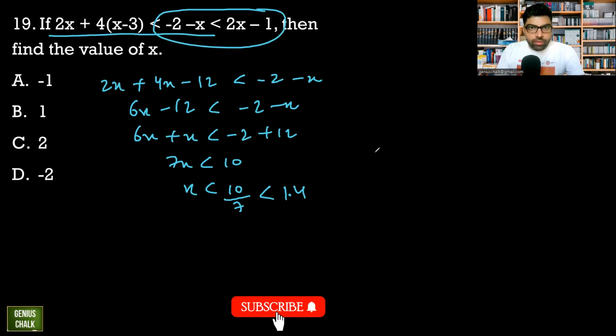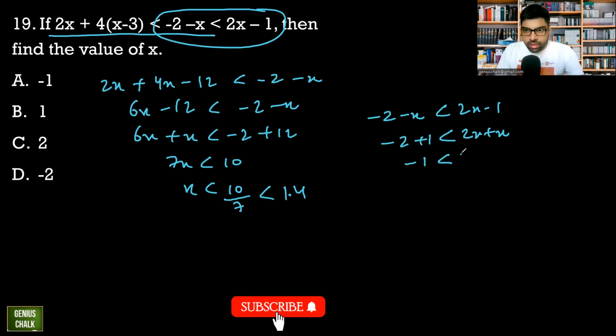Let's solve this one. Minus 2 minus x is 2x minus 1. Then x added, so 2x plus x. This x cancels, this goes here. Minus 2 plus 1, or added plus 1 we can say. Minus 1 is 3x. So I can write 3x is greater than minus 1. So x will be greater than minus 1 by 3. That is minus 0.33.